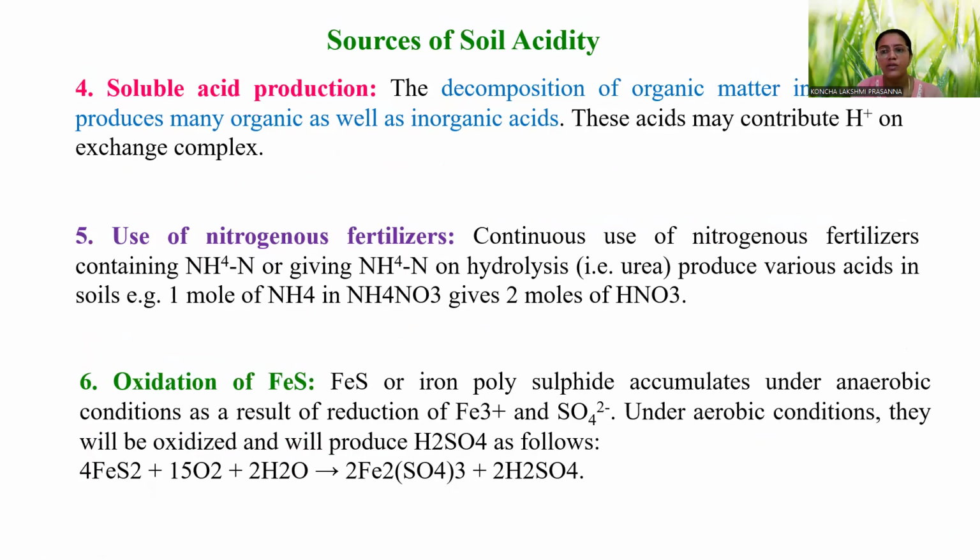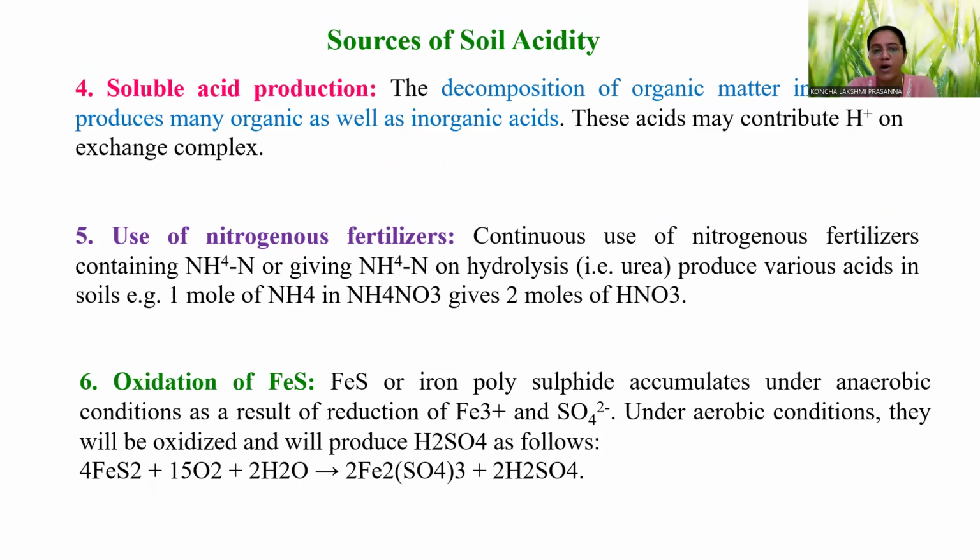Soluble acid production. Soluble acids are formed during the decomposition of soil organic matter, which produces more organic and inorganic acids as well. Due to the production of these organic and inorganic acids, which also give hydrogen ions on the exchange complex. Usage of nitrogenous fertilizers: due to continuous usage of nitrogenous fertilizers like ammonical fertilizers or urea, which produce more hydrogen ions, thereby causing soil acidity.